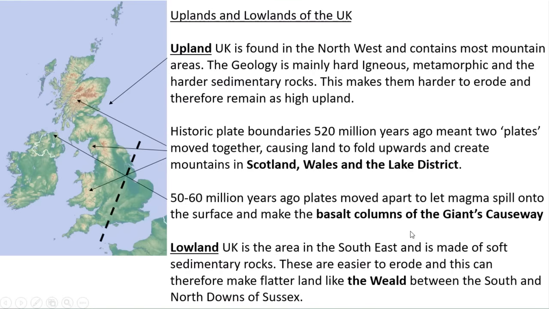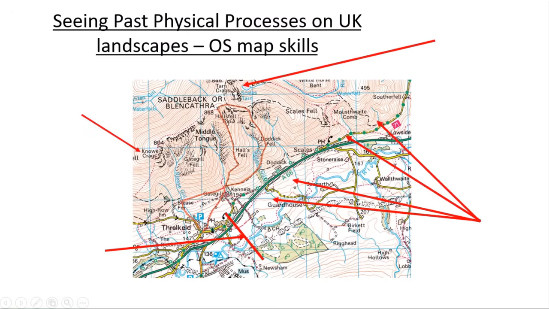So one notable example is the Weald in between the South and North Downs of Sussex, which we've looked at and did a cross-section of back in the day, quite a while ago now. Now, you may get OS map questions about past physical processes, and the past physical processes involve tectonics, glacial processes and river processes, and they're all naturally occurring things that have formed the landscape we see today.